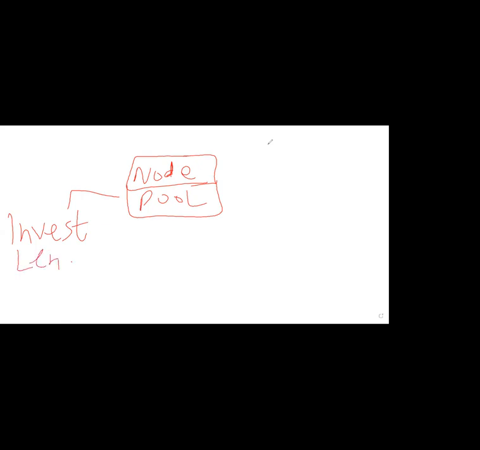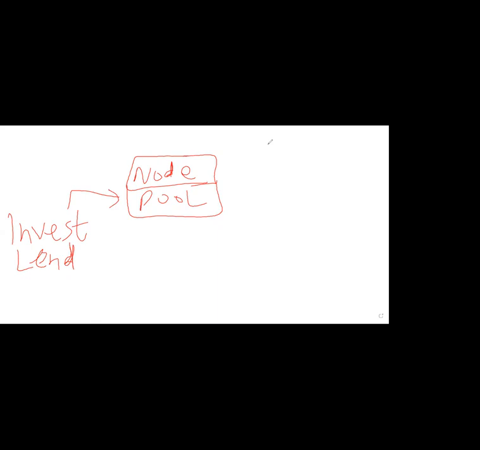Let me see if I can break it down this way. Okay, so we have nodes, right? Node, and then we call it a pool. So the nodes in the pool, right? The pool is where all our lending capital is. What are we doing? We are lending. So I can call it invest, right? Or lend. So when you invest or you lend, the money goes right in this pool run by nodes.